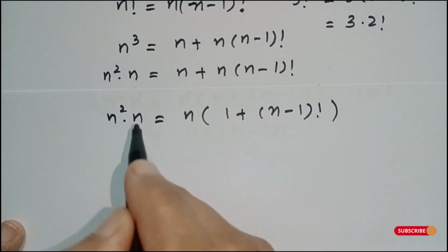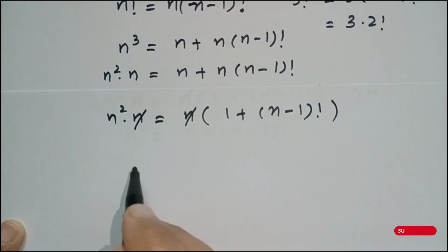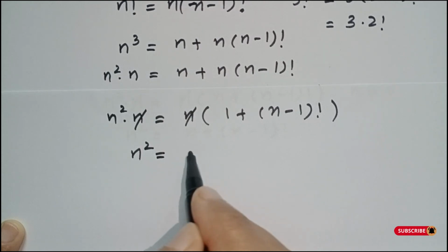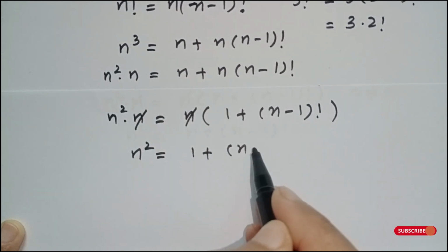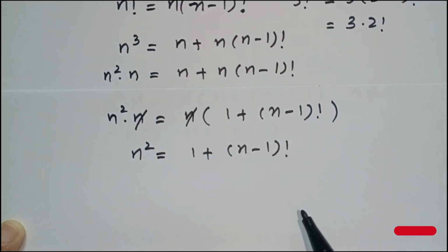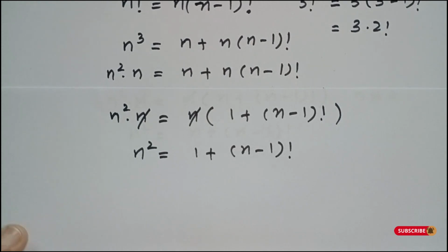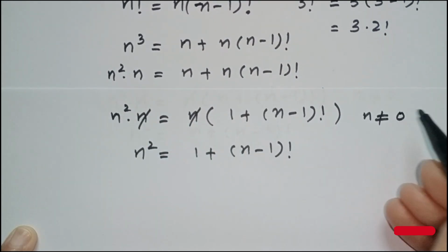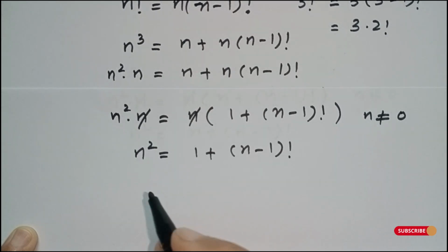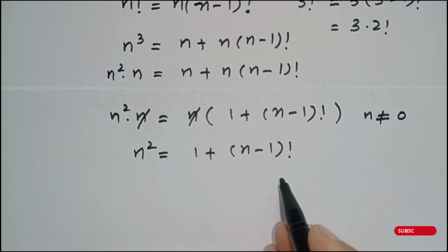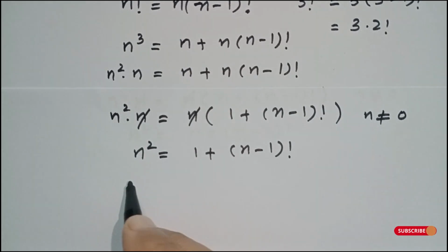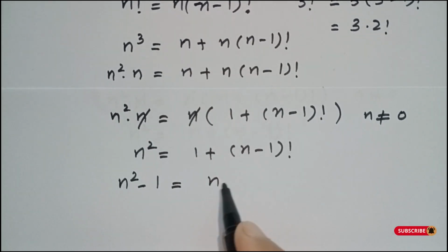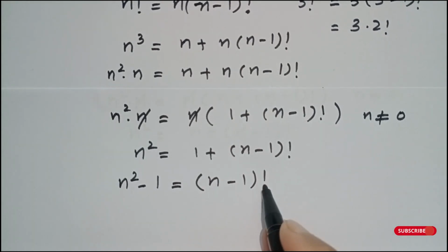So here we can cancel out n, and of course n is not equal to 0. N square is equal to 1 plus n minus 1 factorial. Here n is not equal to 0. So here we will bring 1 from right hand side to the left hand side. N square minus 1 is equal to n minus 1 factorial.